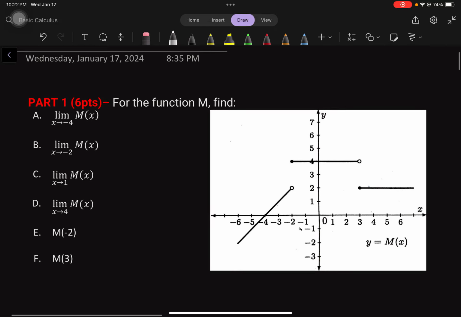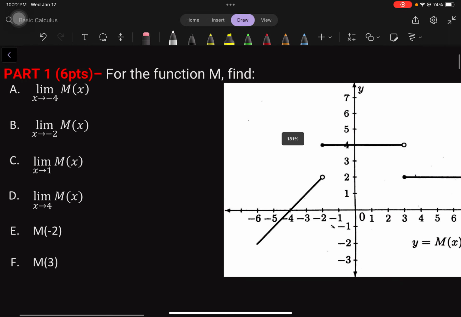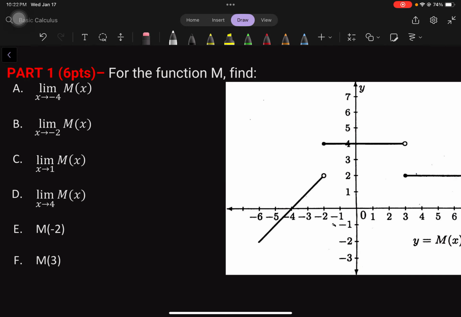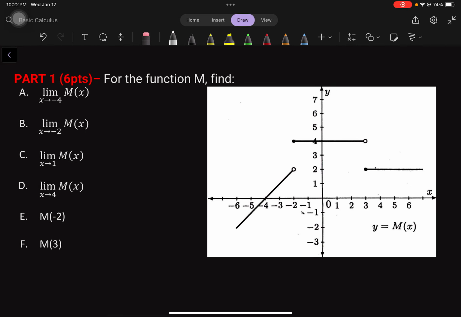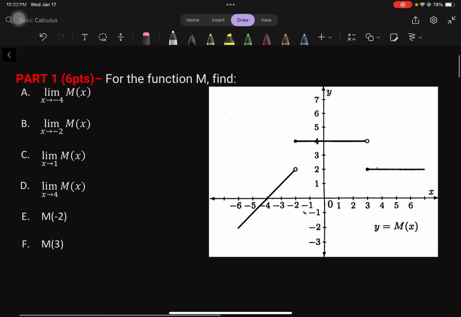So for the first part, we will find the following limits for a function m. The first method on determining the limit of a function is by viewing or by inspecting kung saan ba tatama or ano yung katapat na value ng ating x in terms ng y.